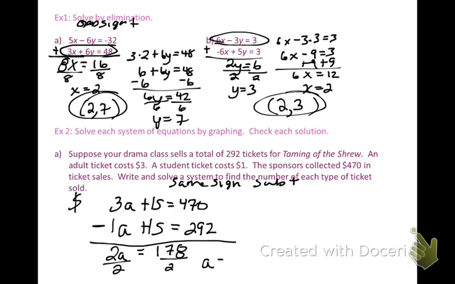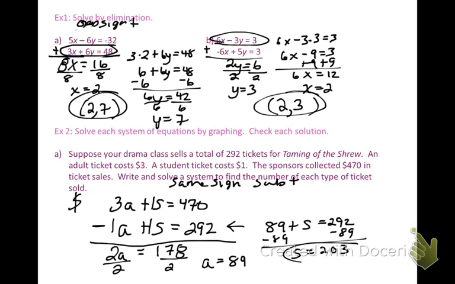So adults, I had 89 tickets sold. So I need to find out how many students. I'm going to plug it in the second one because that's the best one to do it with. So I have 89 plus S equals 292. Subtract 89. S equals 203. So your school sold 203 student tickets and 89 adult tickets.